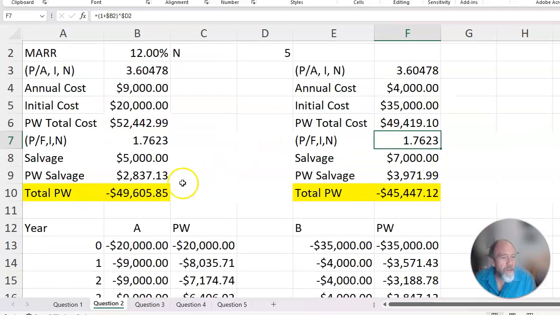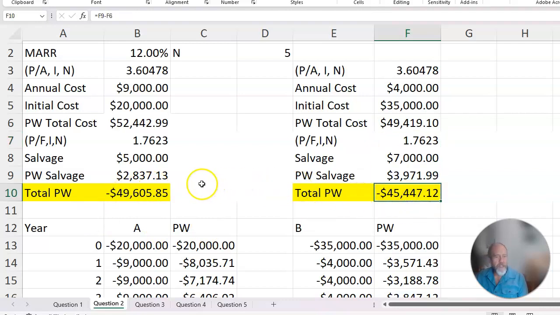Now, notice in this case, I did leave the numbers as negative numbers, because in this case I had positive and negative values. The salvage was a positive. It's money you got back. Everything else was a cost. So you can now look and say, hey, which one cost you more or lost you less? Okay, but if you go to the present worth, this is actually a better present worth than this one here because it's not as negative.